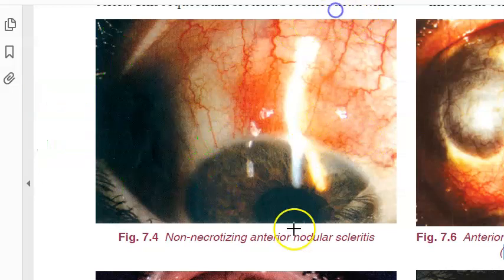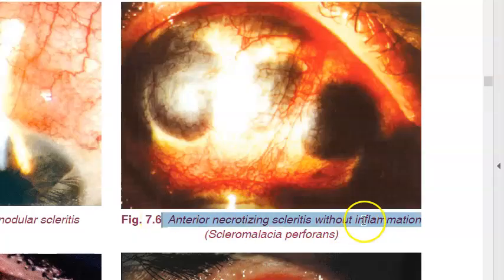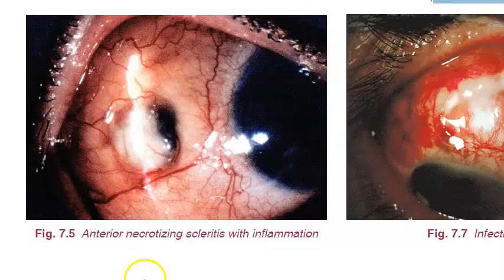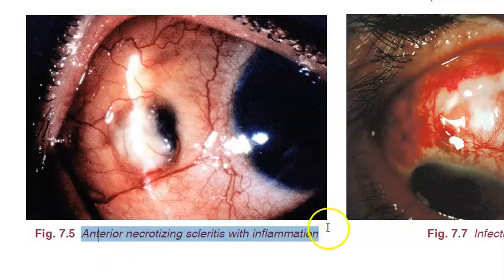The one that you're seeing here now is the anterior nodular. Obviously anterior nodular will be non-necrotizing only. So this is anterior necrotizing without inflammation, scleromalacia perforans. It will perforate. And this is the anterior necrotizing with inflammation. Okay, all four you saw.